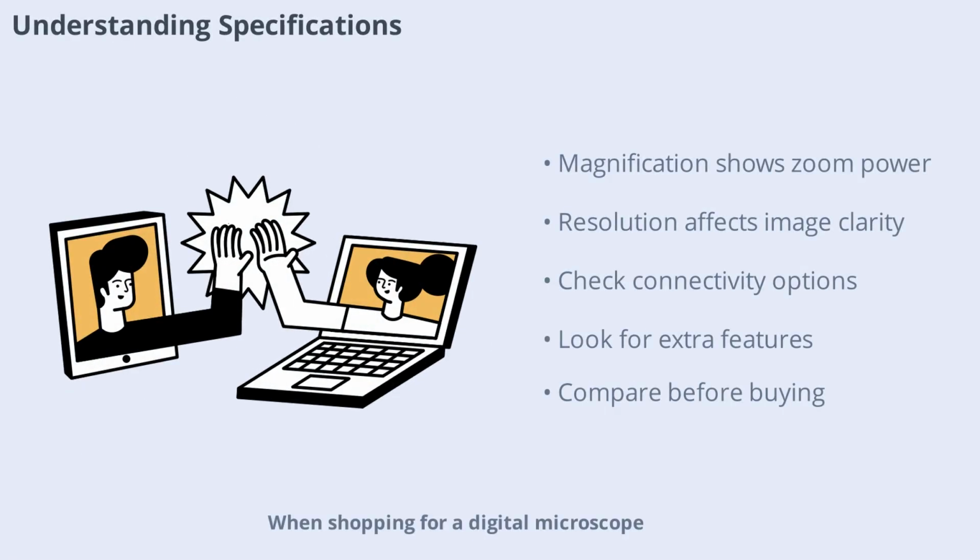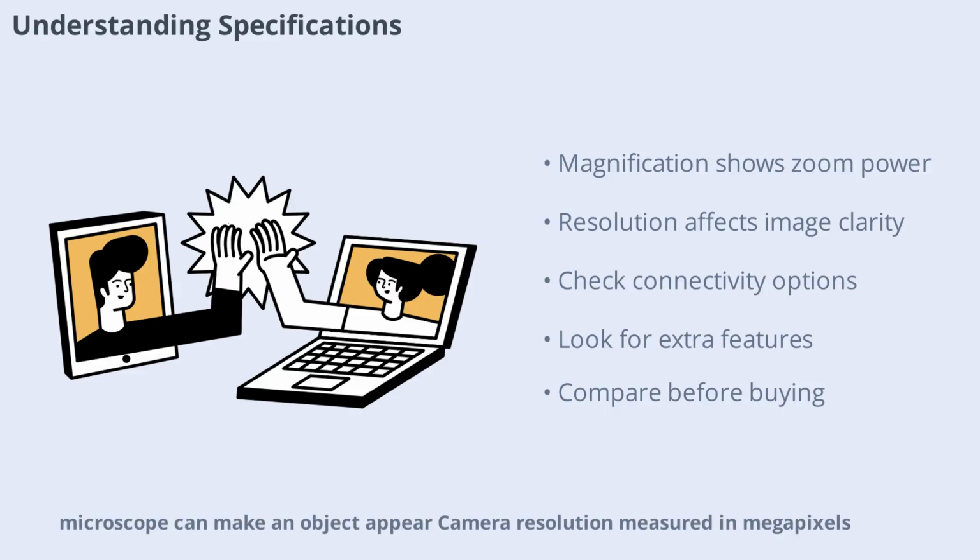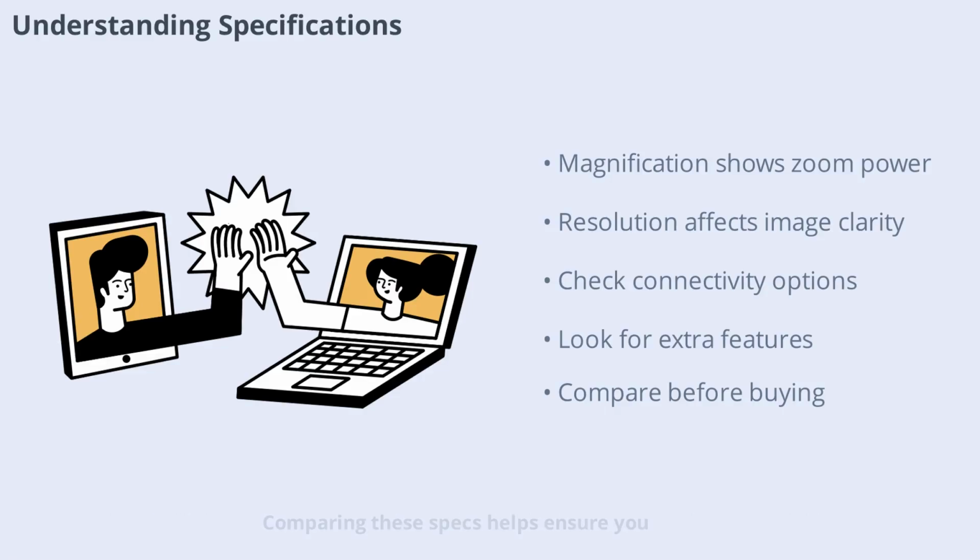When shopping for a digital microscope, it's important to understand key specifications. Magnification indicates how much larger the microscope can make an object appear. Camera resolution, measured in megapixels, affects image clarity. Connectivity options like USB, HDMI, or wireless determine how you'll view and share images. Additional features such as built-in measurement tools or adjustable lighting can enhance usability. Comparing these specs helps ensure you choose a microscope that meets your expectations.